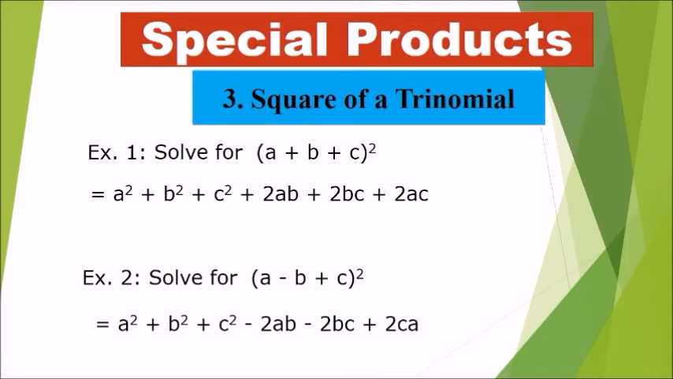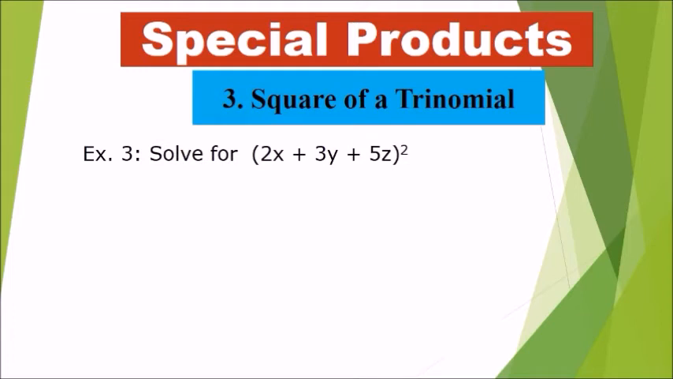Let us have the third example. Solve for 2x plus 3y plus 5z square. So, una, square mo yung first term, which is 2x. So, magiging 4x square. Next is square the second term, 3y, magiging 9y square. Square the third term, 5z, so magiging 25z square.